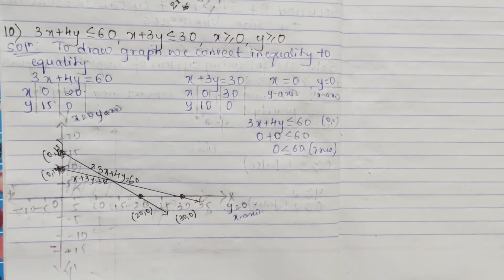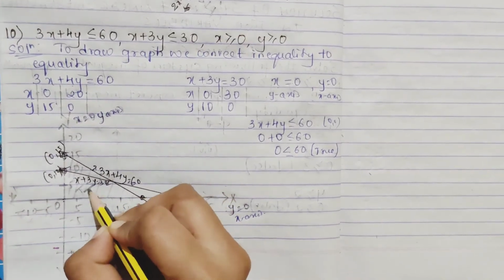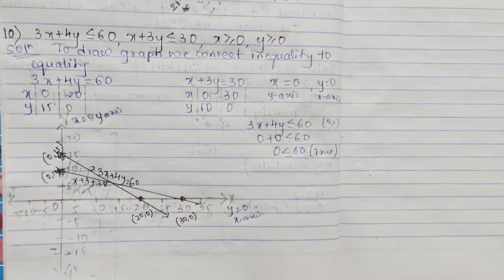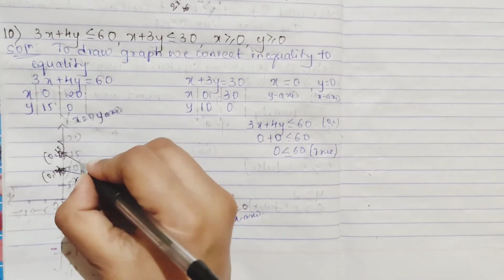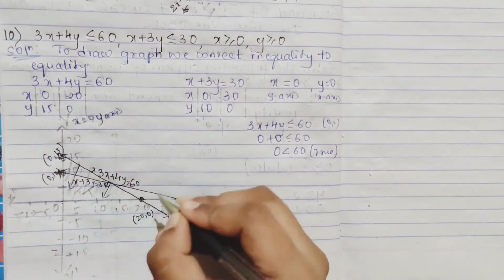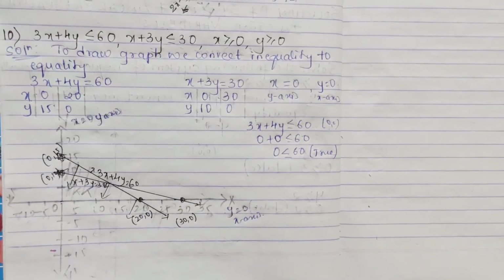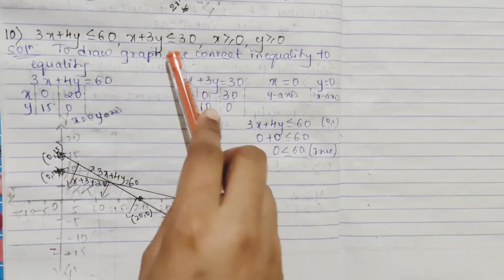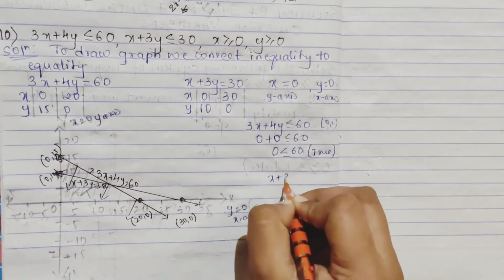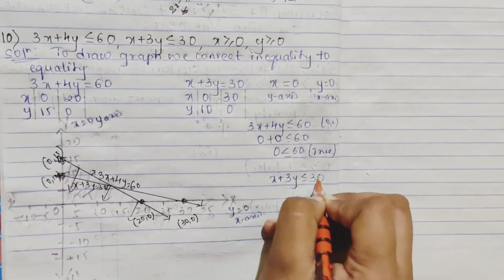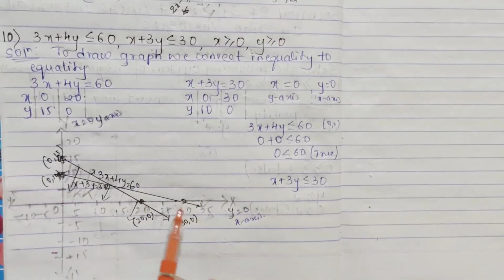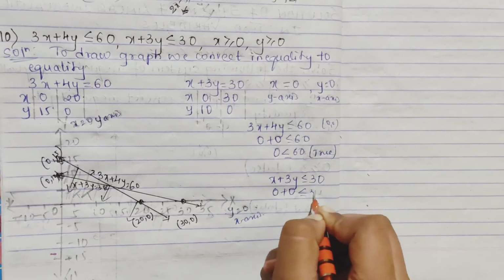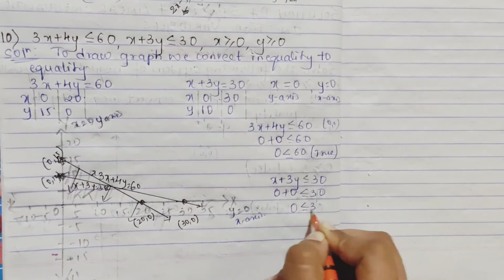Okay, first draw and keep it. This is true for this line. So just like this you draw, or just mark the points like this. Here you'll get it. Second comes x plus 3y less than or equal to 30. Even this line is not passing through 0, 0, so we can take 0, 0. So 0 plus 0 less than or equal to 30. 0 is less than or equal to 30. Obviously, this is also true.